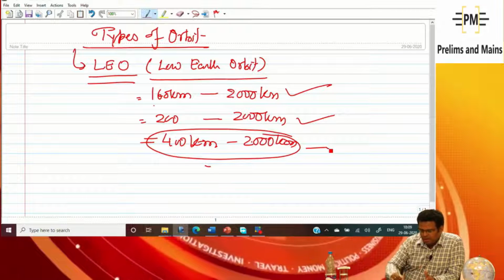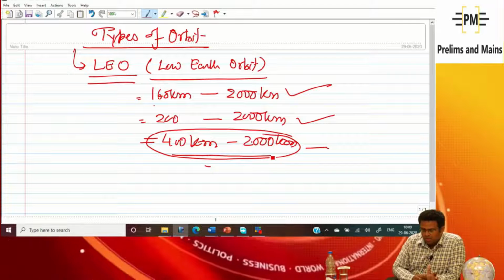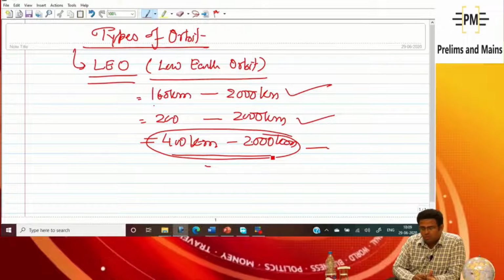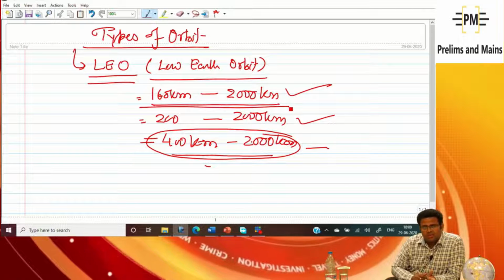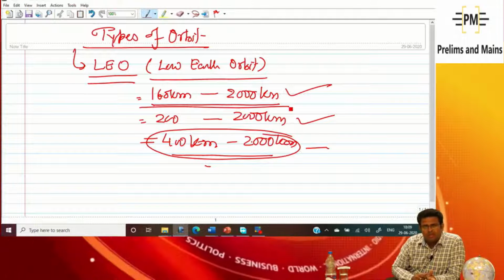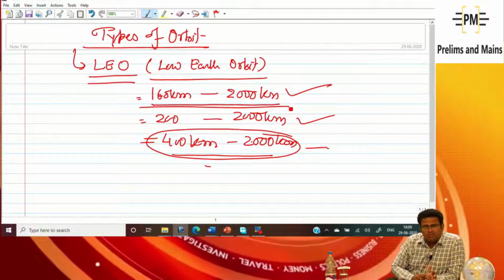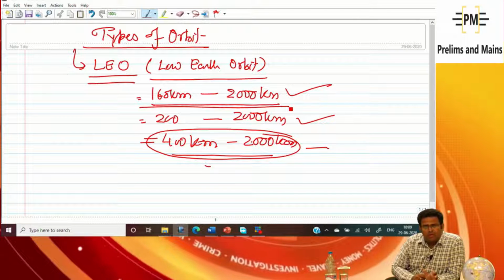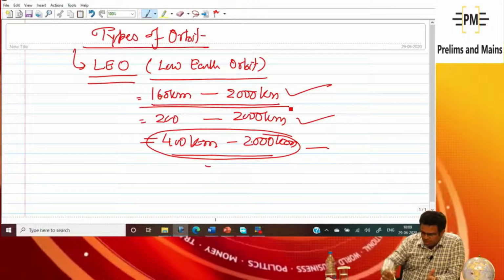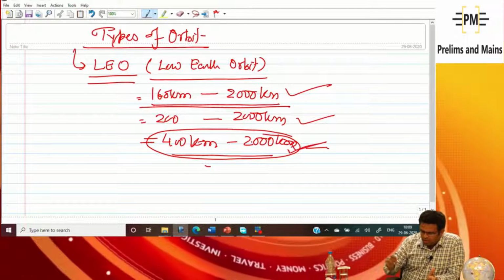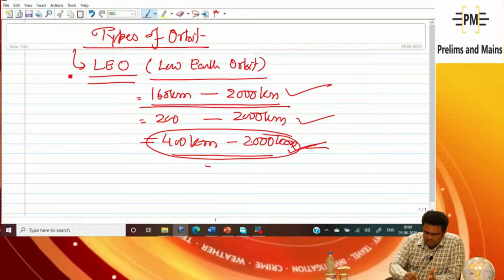After a certain period you will come to know why it is 400 kilometer, because UPSC can ask the question. Low Earth orbit is from 160 to 2000 kilometer height above the Earth's surface, but why it is much better in the range of 400 to 2000 kilometer, we will see. The important part is 400 kilometer to 2000 kilometer.